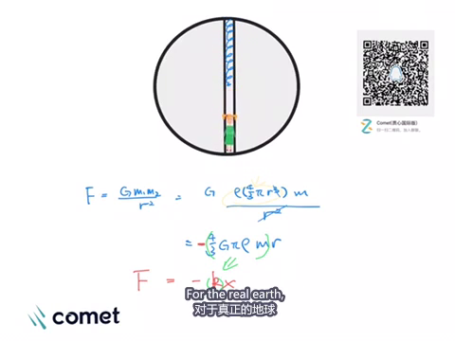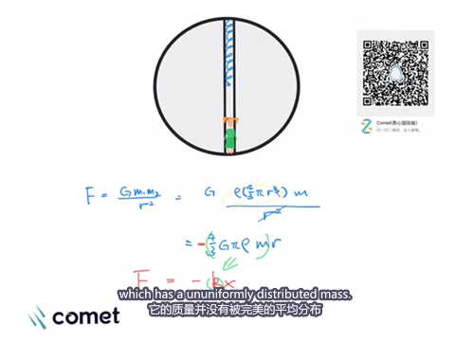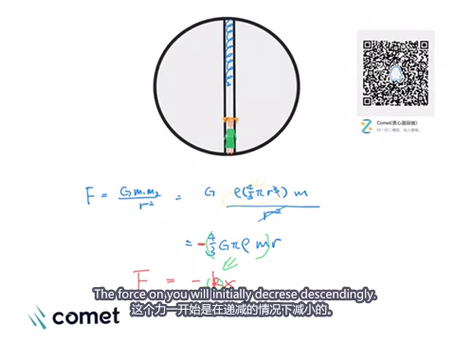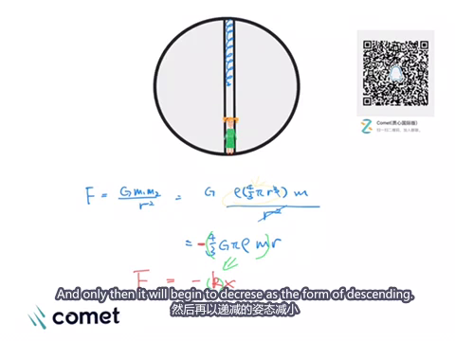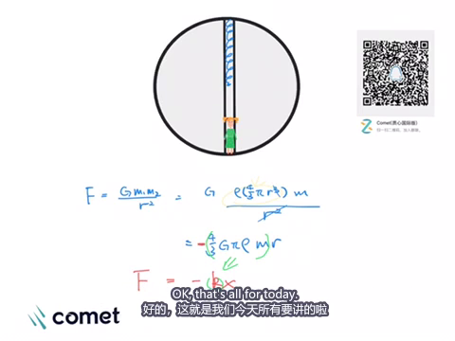For the real Earth, which certainly has a non-uniform distribution of mass, the force on you would initially increase as you descend. The force would then reach a maximum at a certain depth, and only then would it begin to decrease as you descend further. Okay, that's all for today.